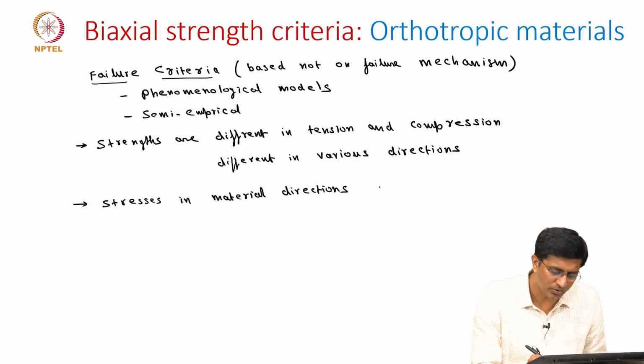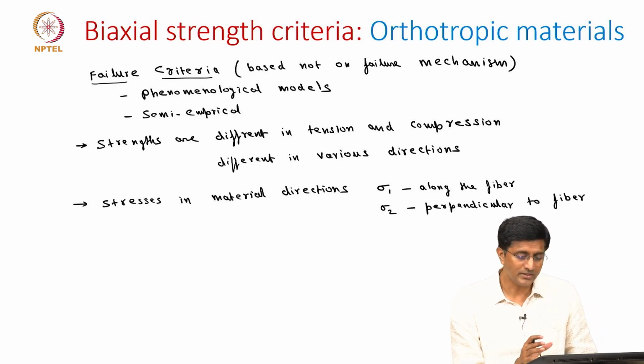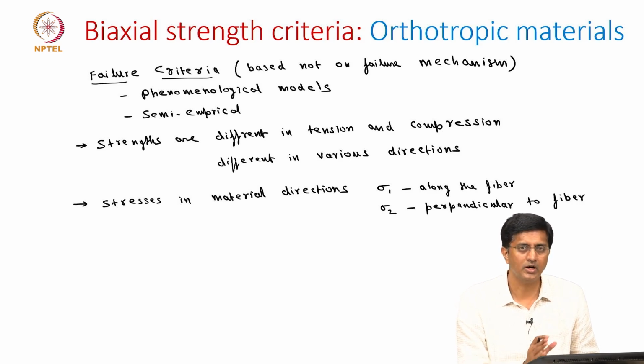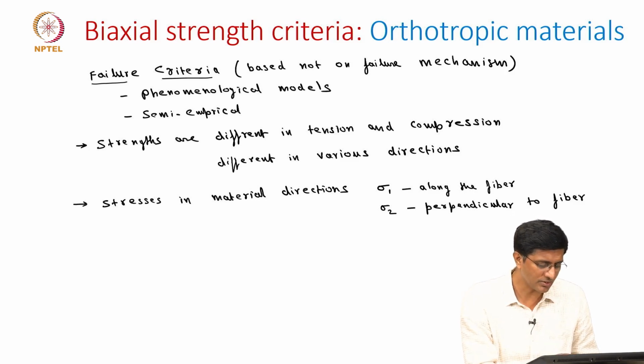So meaning when we talk about stresses sigma 1 and sigma 2, we mean stresses along the fiber and stresses perpendicular to the fiber. So now let's see why we are changing the approach. Earlier, we were talking about principal stresses, meaning those planes where there are no shears for isotropic materials. But now, instead of using the principal stresses, we are talking about stresses in the principal material directions.